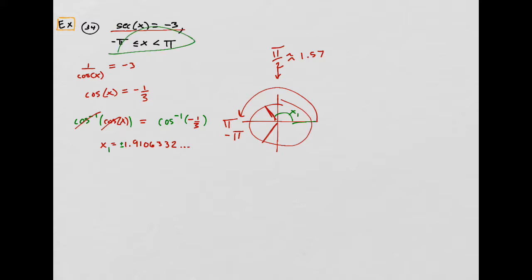And you can plug those in, and if you plug it into cosine, you should get negative 1/3, or negative, what is it, 0.3333333. Or if you plug it into secant, you should get negative 3.0000000 something until it rounds to whatever it rounds to. Hopefully that makes sense.